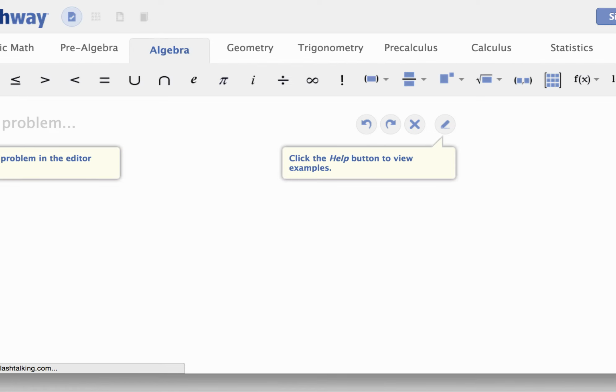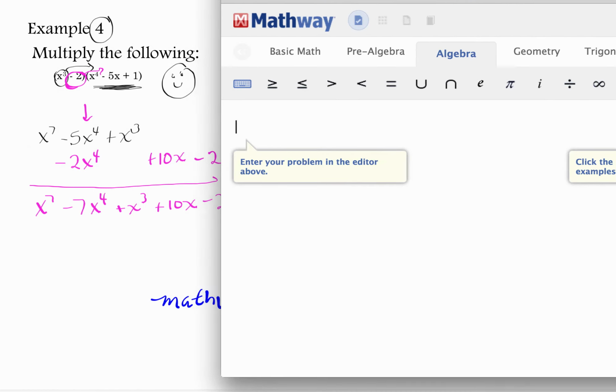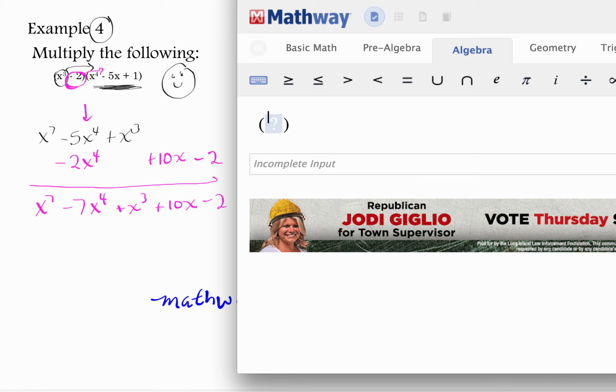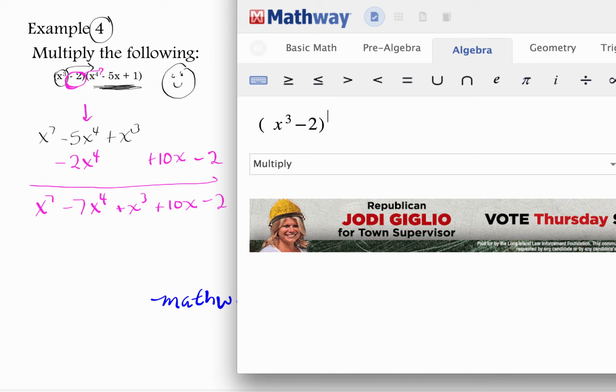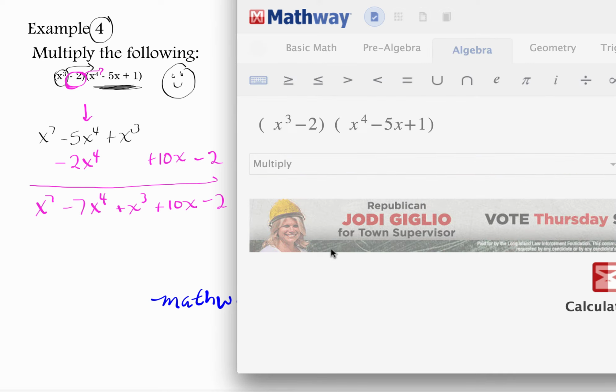There it is. All I have to do is enter a problem. And let me see, let me steal an easy one here. So, parentheses, x cubed minus 2. See, I'm entering in example 4. Parentheses, x to the 4th minus 5x plus 1. Look, the problem already knows. Multiply? Is that what you'd like me to do? Why, yes. And now I press answer.